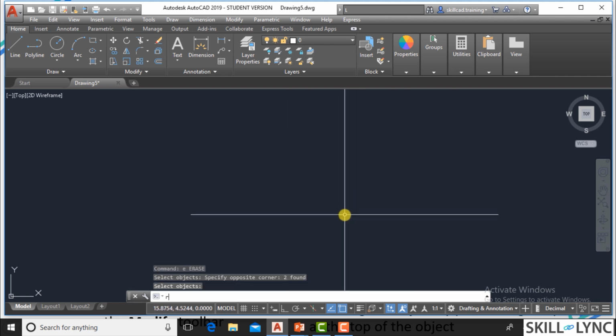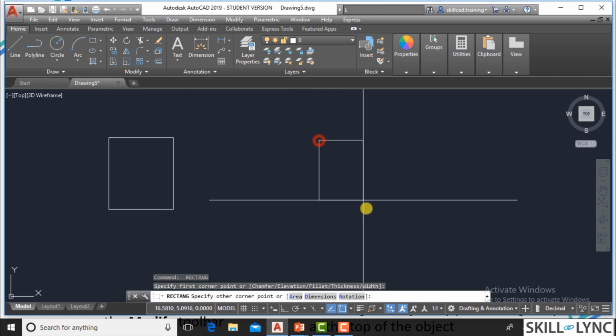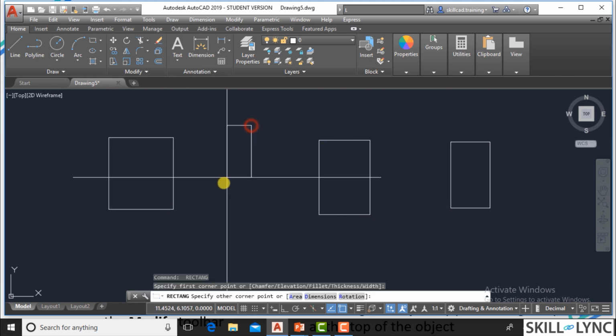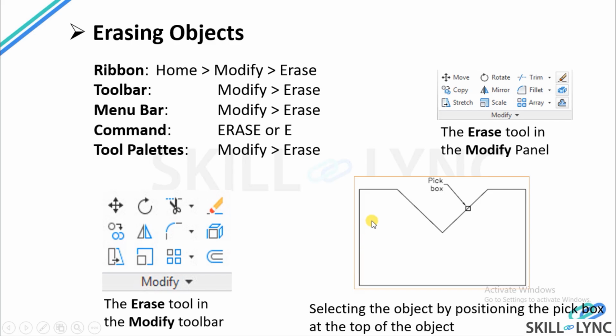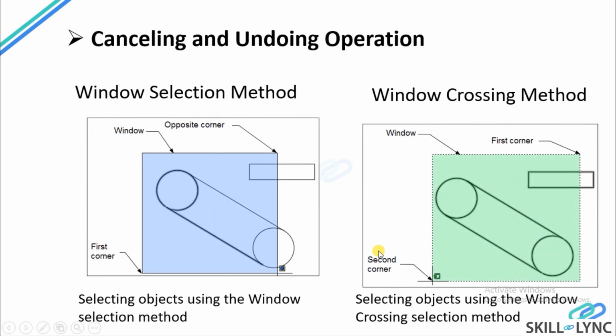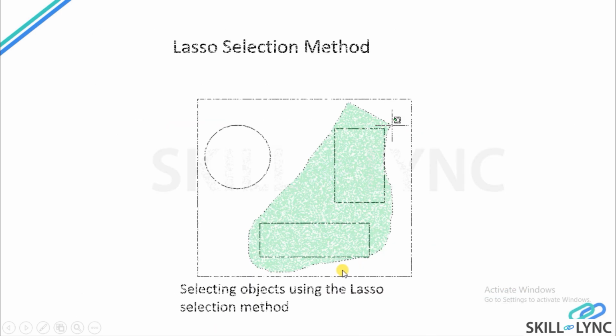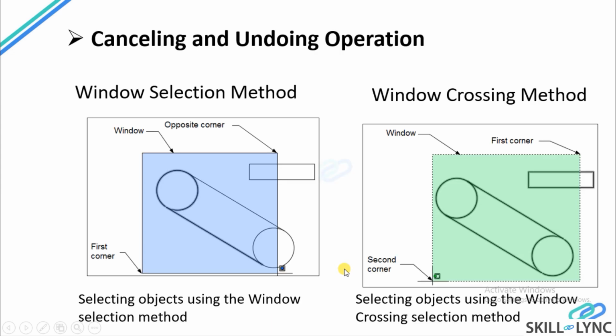So now comes the topic of window selection. There are various window selection methods that you can use. Some of them I have mentioned, like the crossing window selection method and the normal window selection method. So let's understand the difference between these, and then we will see how to work with them.